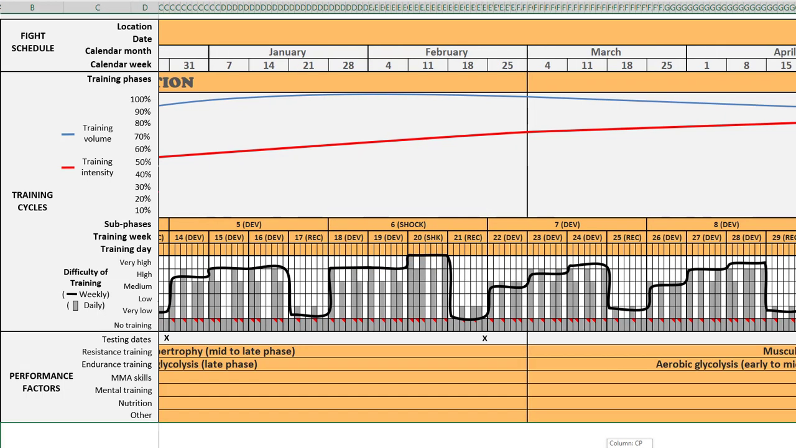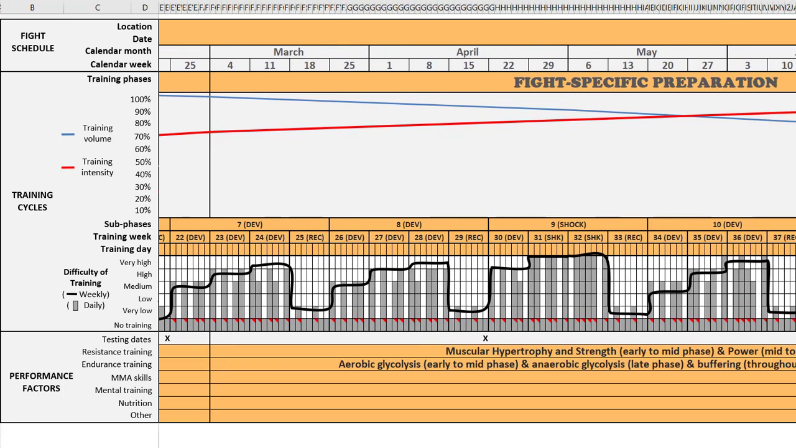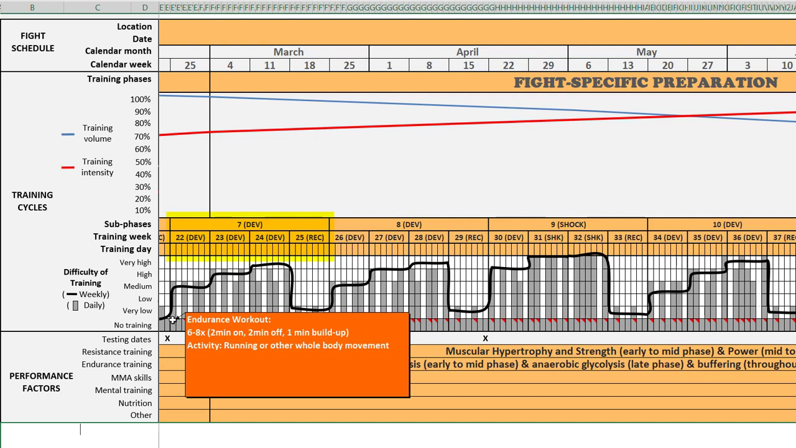Okay, let me scroll over here just a little bit. So this brings us into the fight specific preparatory phase, and here we're working with the developmental subphase with a 3-to-1 loading plan. Now for endurance training, we'll continue, as you can see here, with our 2-minute intervals, but our rest drops down to 2 minutes off with a 1-minute build-up. So this certainly increases the difficulty. You don't have as much rest to recover here, but that allows us to work on other biochemical pathways, which we need if we want to be performing at the top of our game come fight day.